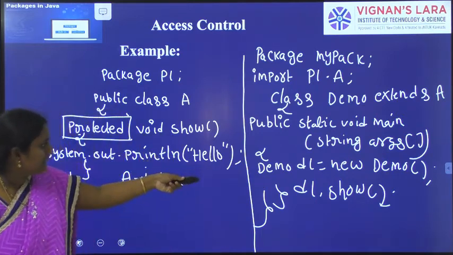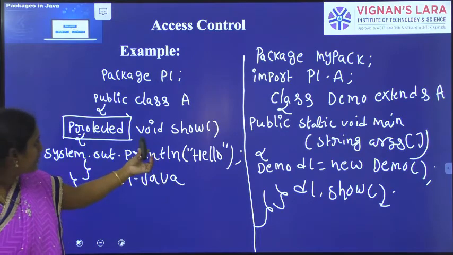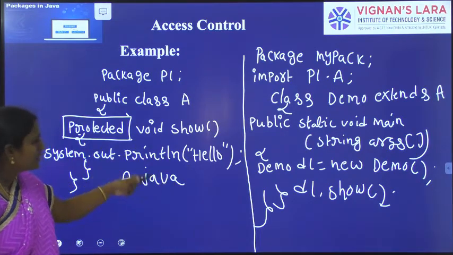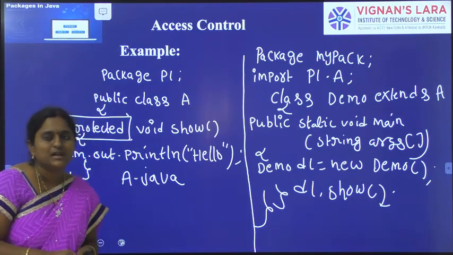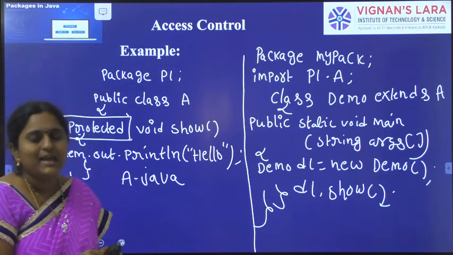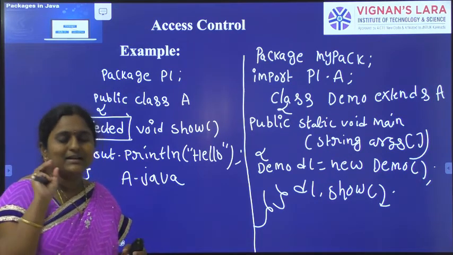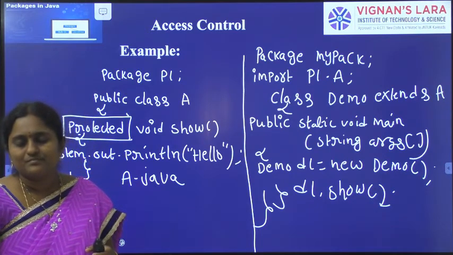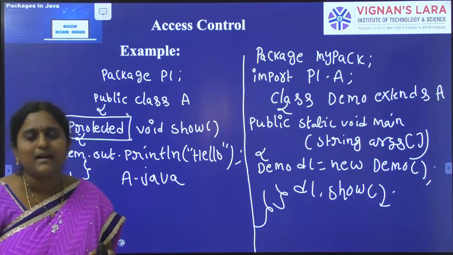Whenever I am calling a method name through the object reference, that method body will be executed. The show method scope is protected. Protected access modifiers can be accessible within the package, and outside the package we can also easily access them. But it can be applicable to method, constructor and variable. It cannot apply on the class.